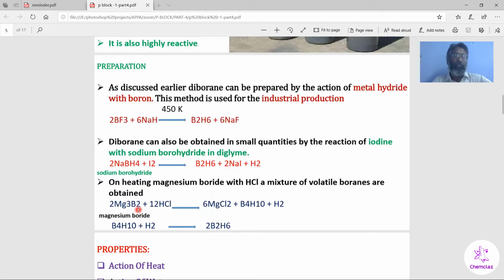2 moles of magnesium boride and 12 moles of hydrochloric acid give 6 moles of magnesium chloride and 1 mole of tetraborane-10, along with hydrogen. This tetraborane-10 reacts with hydrogen, which gives diborane. So there are three methods of preparation of diborane: one from boron trifluoride, the second from sodium borohydride, the third from magnesium boride.